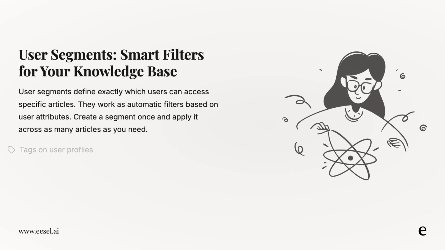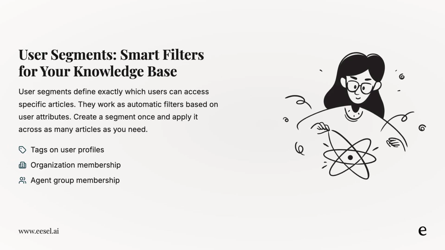User segments are smart filters that control article access based on who the viewer is. Instead of setting permissions article by article, you define a segment once using tags, organization membership, or agent groups, then apply it to as many articles as you need.